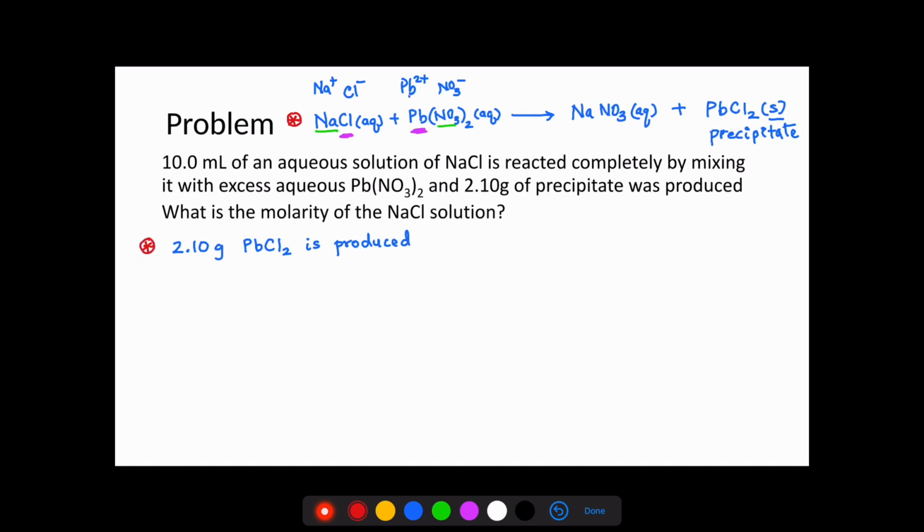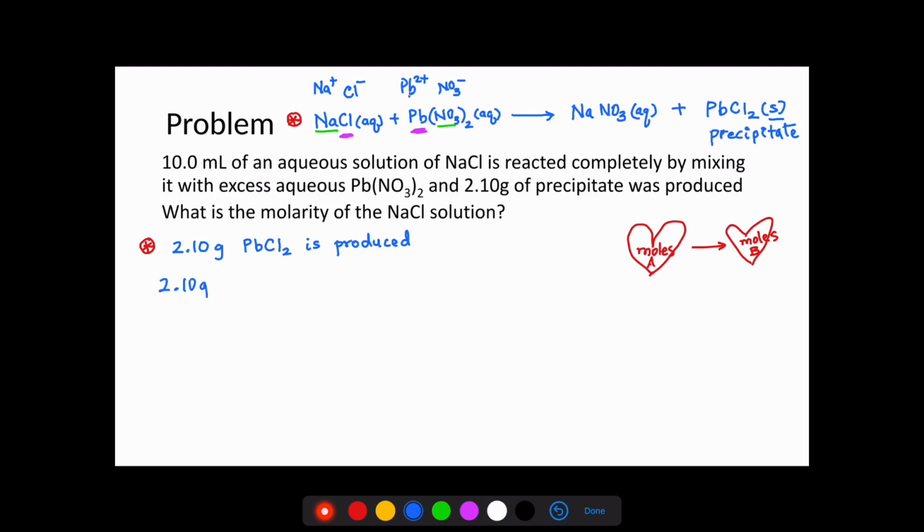Great. And remember, the heart of stoichiometry is moles. Okay? If you know moles of one substance, then you can change it to moles of another substance. That's the heart of stoichiometry. So whose moles can we know? Well, you have grams here. If you know the molar mass of lead chloride, you can change this to moles. Okay, so that's our first step. We are going to look for a way to calculate moles of one substance. So we can calculate the moles of lead chloride.